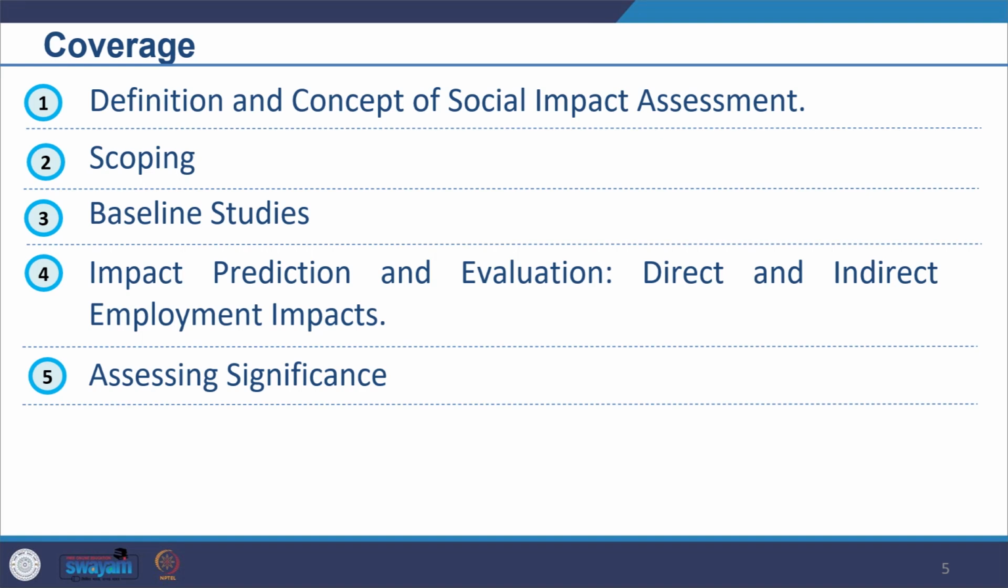Then we'll look at what are the key aspects when we undertake scoping pertaining to socioeconomic impact assessment. Then we'll similarly look at how we go about baseline studies. Then we'll look at how we undertake impact prediction and evaluation, and we'll look at direct and indirect impacts of it. And then we'll look at how we assess the significance of socioeconomic impact. So we'll be doing this in two parts, and today we'll cover the first part of it.